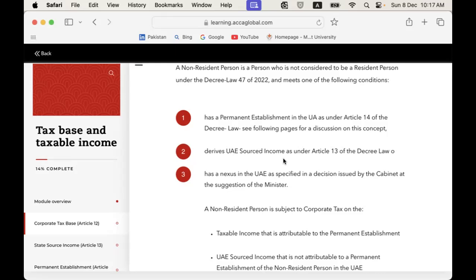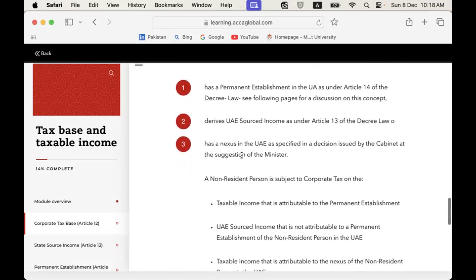Can a non-resident person, someone from outside, a foreign entity, or an artist or a singer at a concert, come just for one day and generate income for an activity? Yes. Or even services can happen, right? Somebody sitting outside the UAE could be providing and delivering services here, online and all that. So that's the difference between UAE source income and permanent establishment.